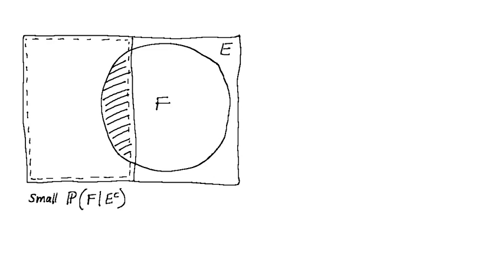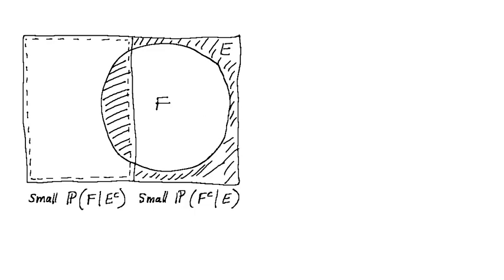We also think it would be good to have a low type 2 error rate, in other words, a small probability of F complement given E. That probability can be thought of as this shaded area divided by the total area of E.